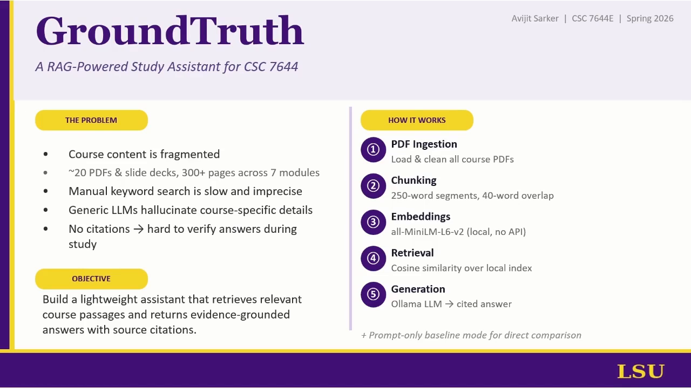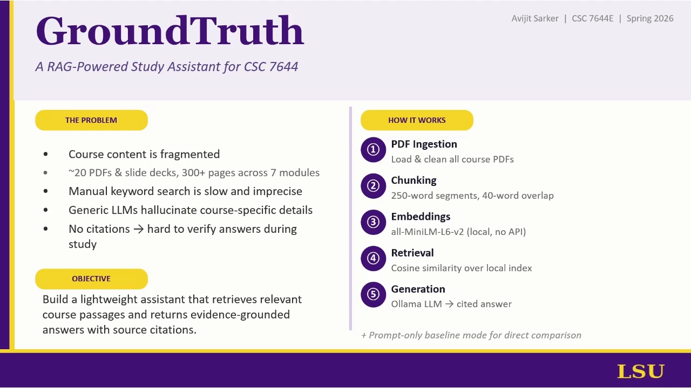The motivation for this project is that the course content is spread across about 20 PDFs and slide decks covering more than 300 pages across 7 modules in a regular course. So manual searching is slow and often imprecise. At the same time, a generic LLM may give fluent answers, but they can hallucinate course-specific concepts and usually do not provide citations, which makes them hard to trust during study and exam preparation.